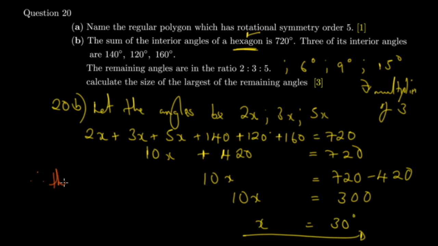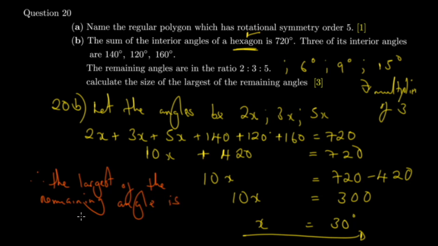So therefore the largest of the remaining angles is, so here we had defined it as what? 5x. So let's just substitute 5x, which equals 5 times 30 degrees, which equals 150 degrees here. So this is your final answer, this one.